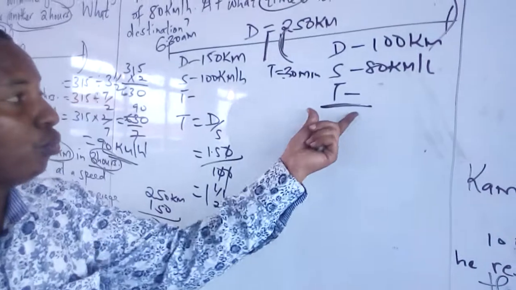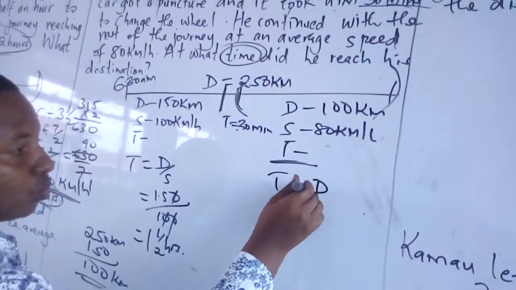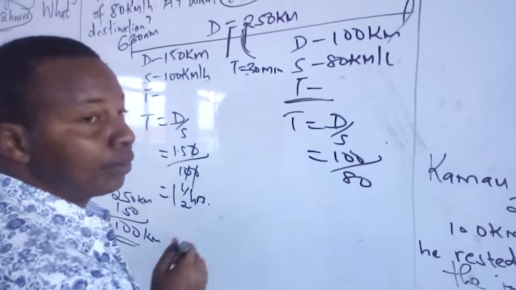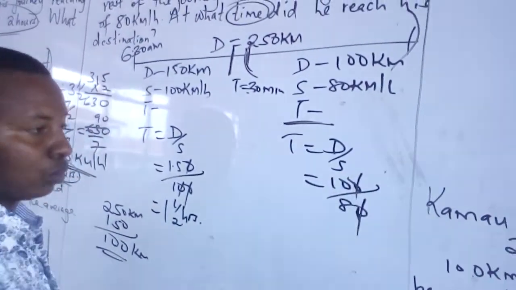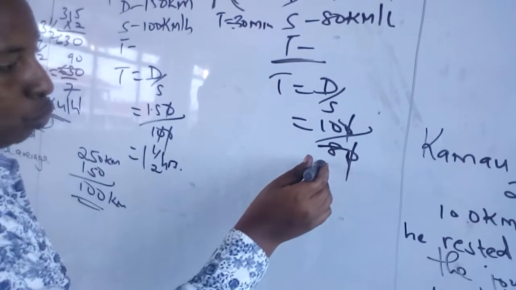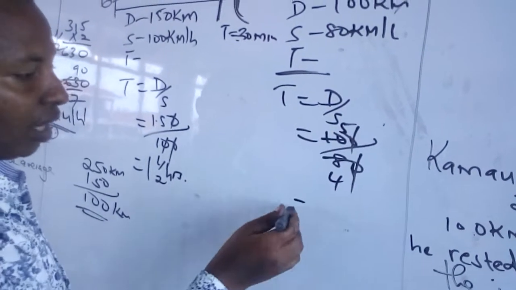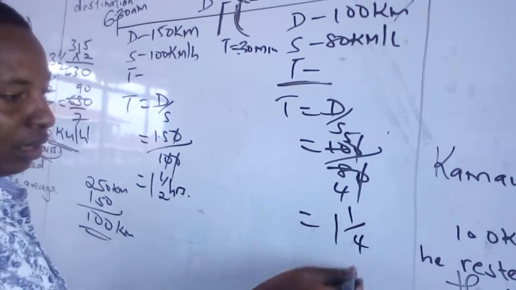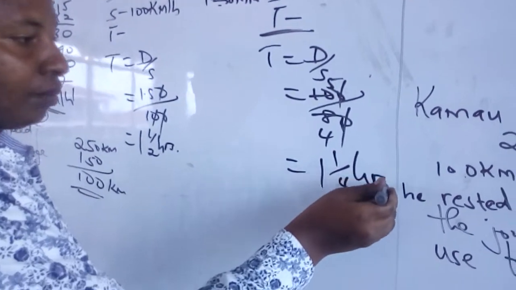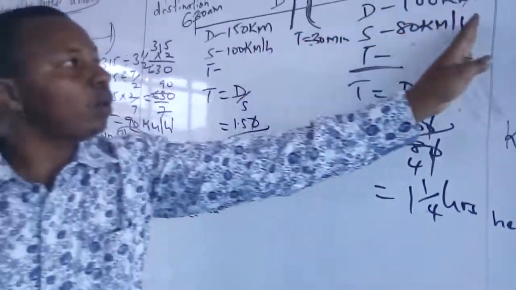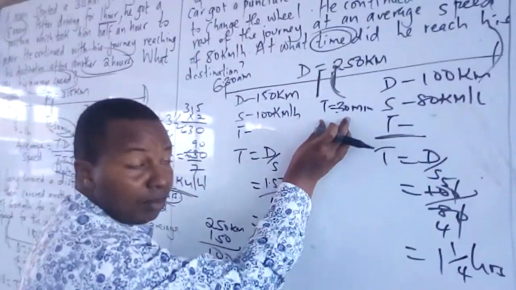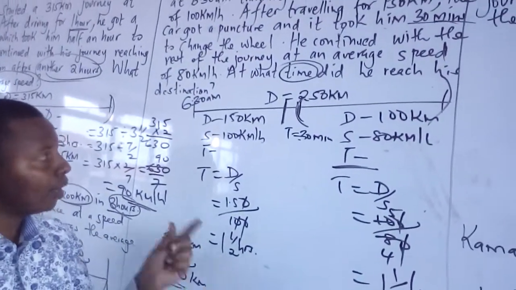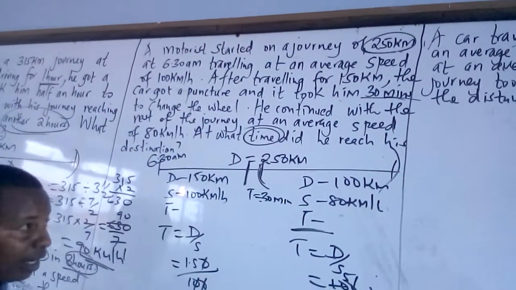It is very simple for you to get time. Time is equal to distance over speed, which is 100 divided by 80. 0 cancels 0. By 2, 4. By 2, 5. How many 4s are there in 5? 1. You need a quarter. So that is 1.25 hours. So this part is 1.25 hours. Resting time 30 minutes. The first part of the journey is 1.5.